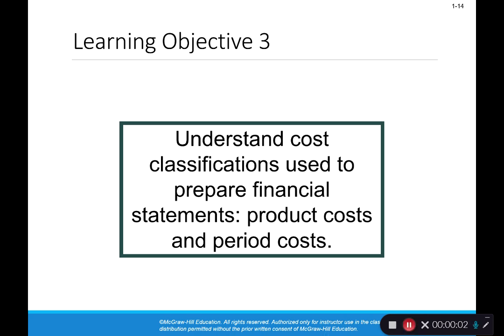So in our last segment, which I know you found very exciting, we discussed product versus period costs. Now we're going to answer the question, why the hell should you care?